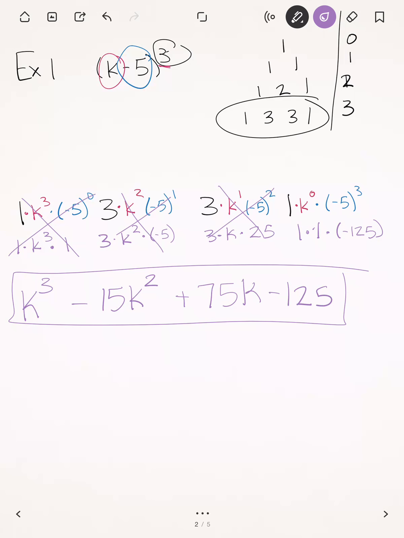You could also write it out and do x minus 5 times x minus 5 times x minus 5 and then multiply, but you would have to worry about these two first and get an answer. Once you get that answer, you would have to multiply it by that third binomial x minus 5. So the Pascal's triangle shortens the work you have to do. Moving on to my next example 2.